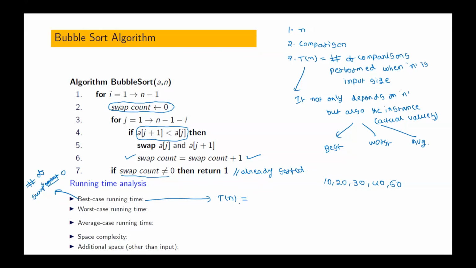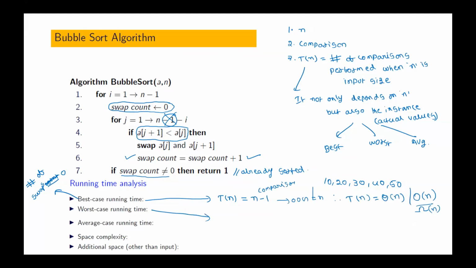So what is the best case running time in this case? How many passes are performed? Only one pass. How many elements are compared? How many comparisons are performed? T of n equals n-1 comparisons. Hence, its order of growth is n. Therefore, T of n is theta of n, or big O of n, or big omega of n.